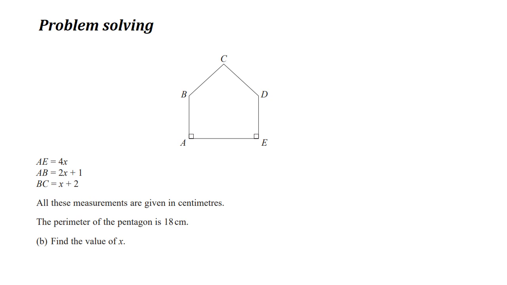This was part B of the same question. It asks you to find the value of x, which is another way of saying solve the equation. Two-step equation. Take away 6 from both sides. Divide by 10. x is equal to 1.2.